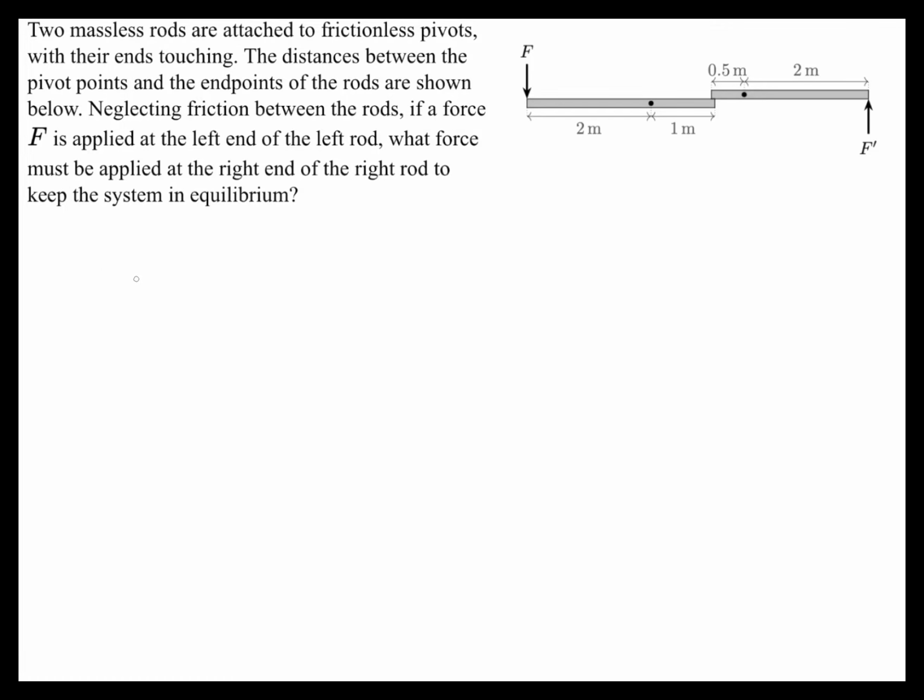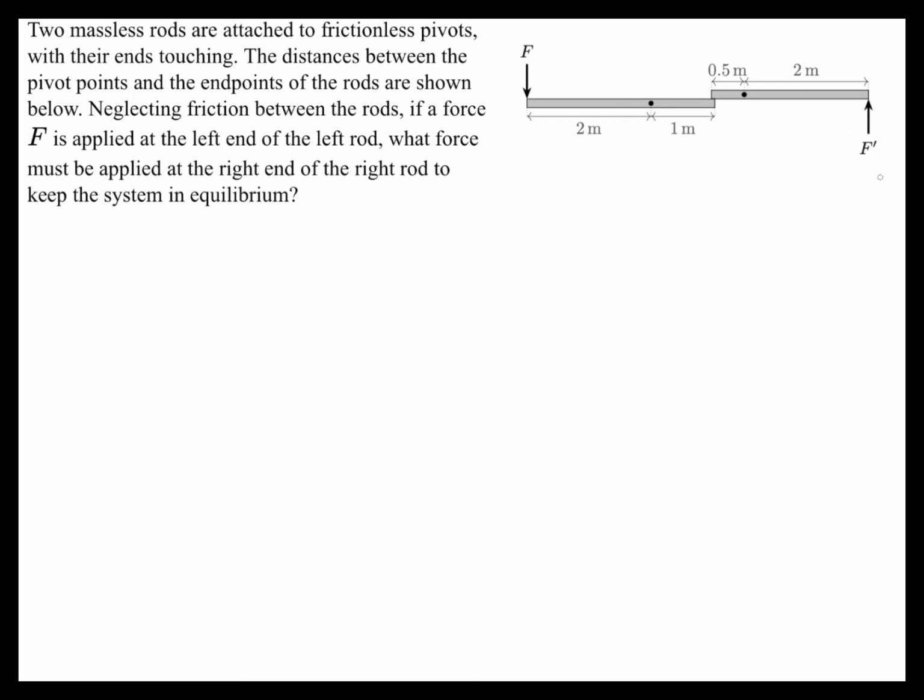Two massless rods are attached to frictionless pivots with their ends touching. The distances between the pivot points and the endpoints of the rods are shown here. Neglecting friction between the rods, if a force F is applied to the left end of the left rod, what force must be applied to the right end of the right rod to keep the system in equilibrium?